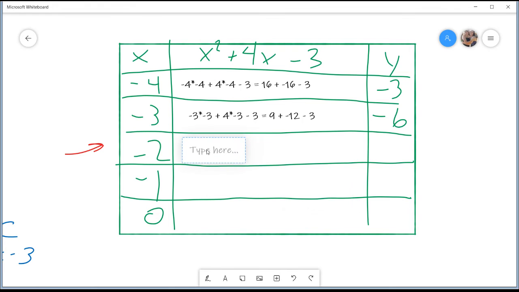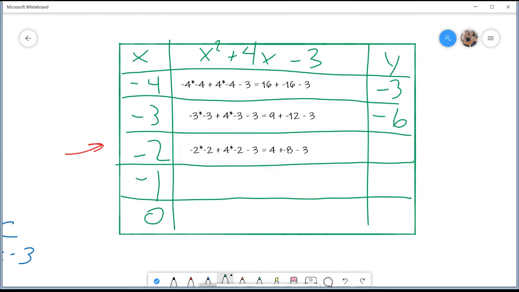For our negative 2. Negative 2 times negative 2 plus 4 times negative 2 minus 3. Negative 2 times negative 2 is positive 4. 4 times negative 2 is negative 8 minus 3. 4 plus negative 8 is negative 4. Negative 4 minus 3 is negative 7.